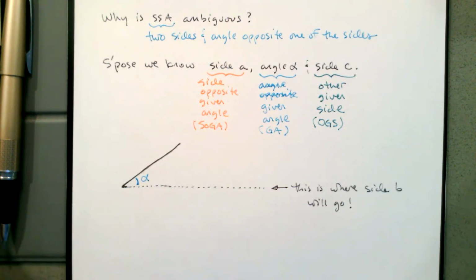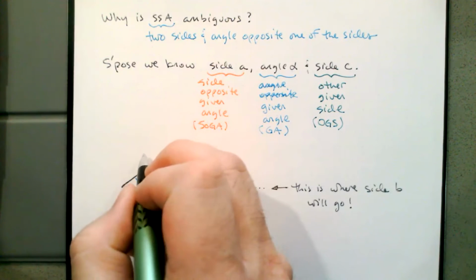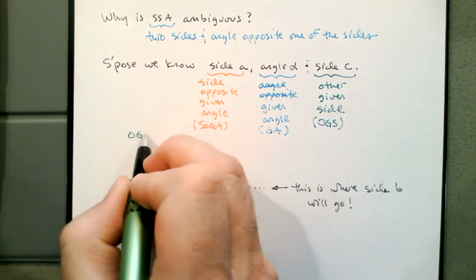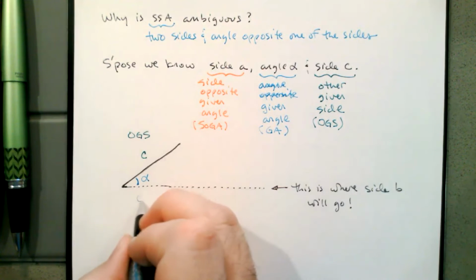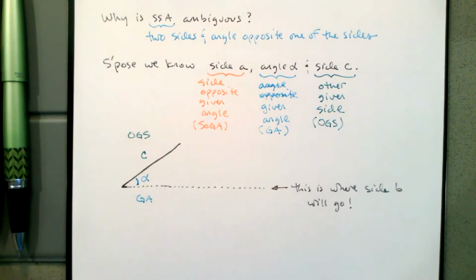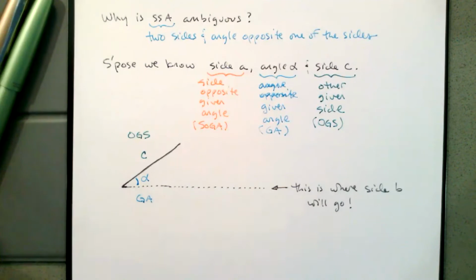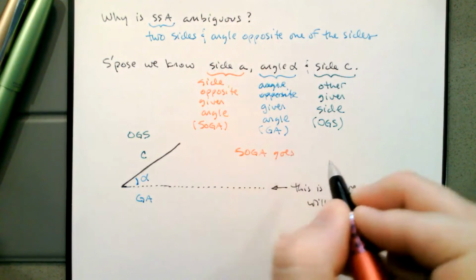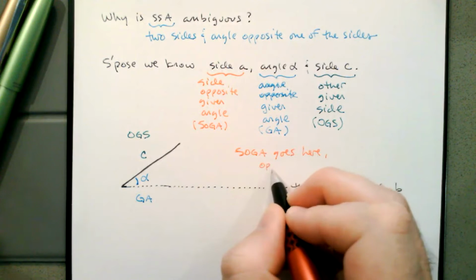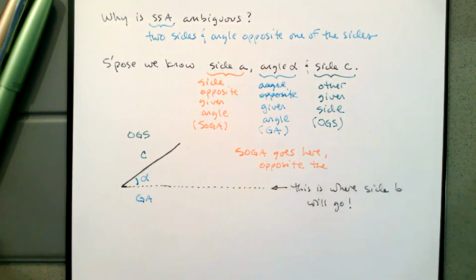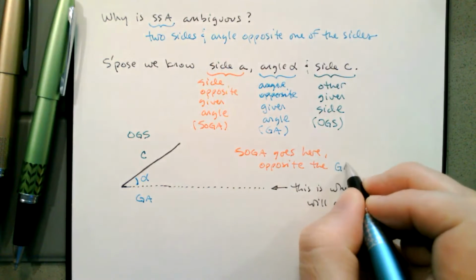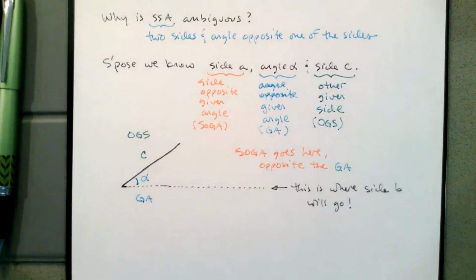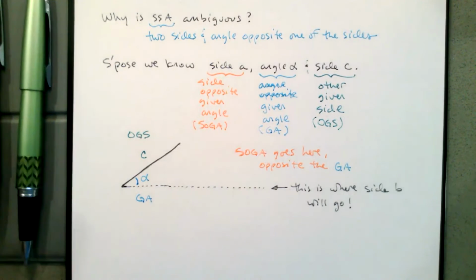Alpha, the given angle, then that means since the side opposite the given angle is A, the other given side is here, C. So here's the other given side. And alpha is the given angle. And the side opposite the given angle has to connect from the end of C and reach the line where side B will go. The side opposite the given angle goes here.